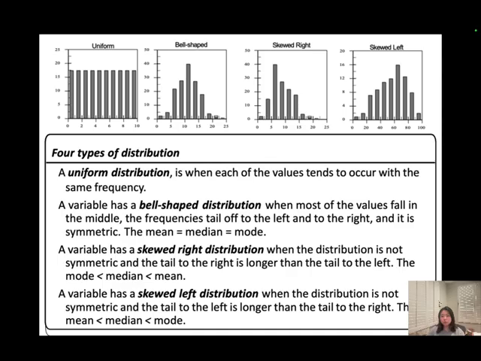Number 3, skew-right distribution. This distribution is not symmetric. Skew to the right means the right tail is longer. If you use this data set to calculate the mode, median, and the mean, you're going to find out the mode will be the smallest number, and then the median, and the mean will be the largest number in this picture, because the mode occurs at the highest point on the graph.